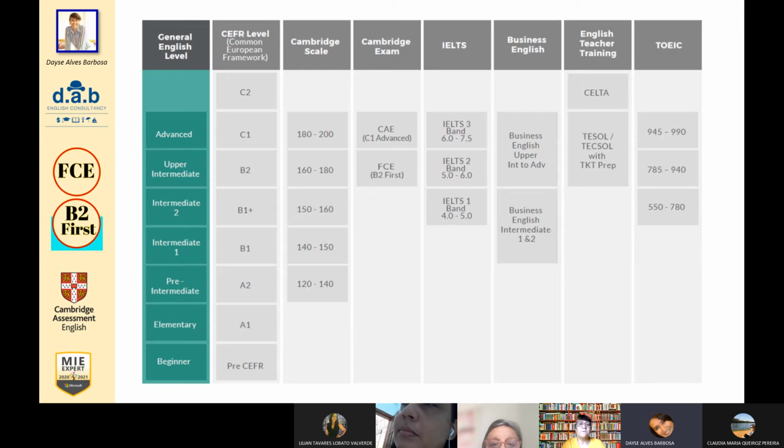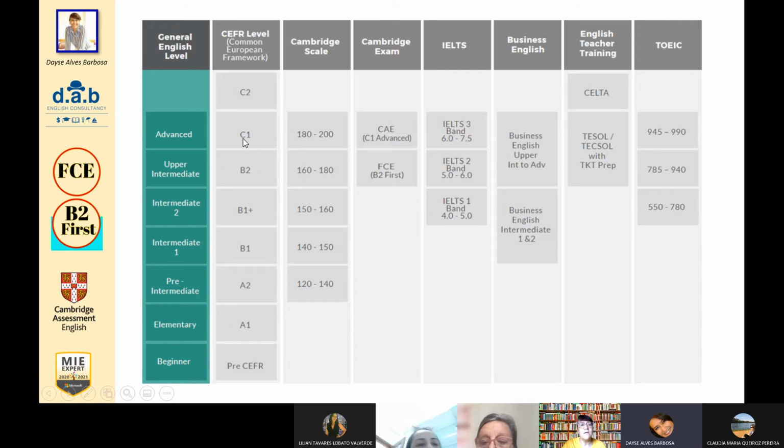And from 2015 until today, they decided to put reading and use of English together. Use of English has to do with grammar, right? And what they called before CAE and FCE, they changed to C1 Advanced and B2 First, just to conform to what we call the CEFR level, which is the Common European Framework. I'm going to talk about it on the next slide.